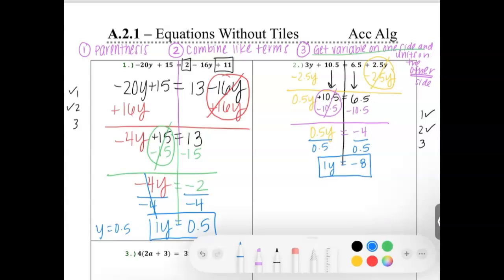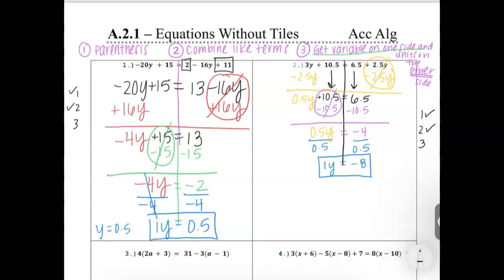Now, remember, equations are really nice because if you're not sure if your answer is right, you can go ahead and plug it back in. So wherever y is, we can put that negative 8. And if it equals the same thing on both sides, then we have the right y value.